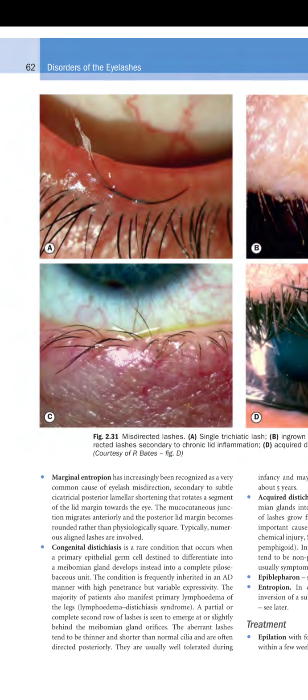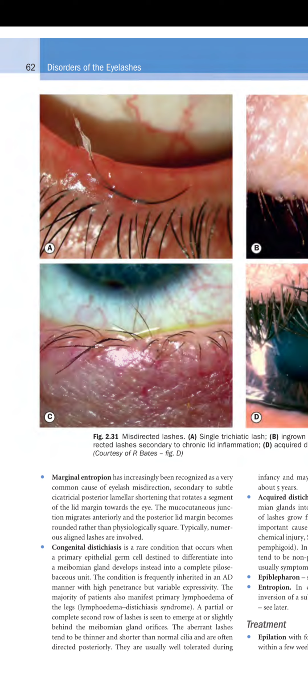Marginal entropion has increasingly been recognized as a very common cause of eyelash misdirection secondary to subtle cicatricial posterior lamellae shortening that rotates a segment of the anterior margin towards the eye. The mucocutaneous junction migrates anteriorly and posterior lid margins become rounded rather than physiologically square. Typically, numerous aligned lashes are involved.